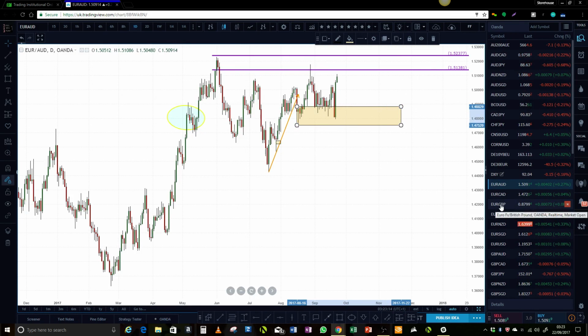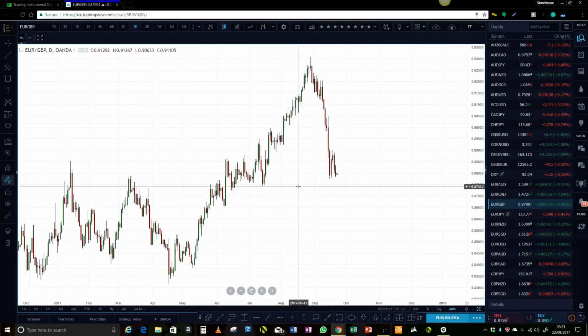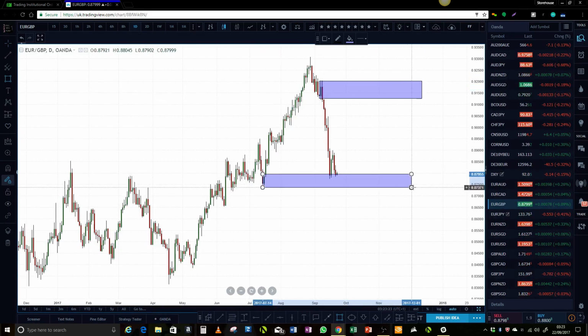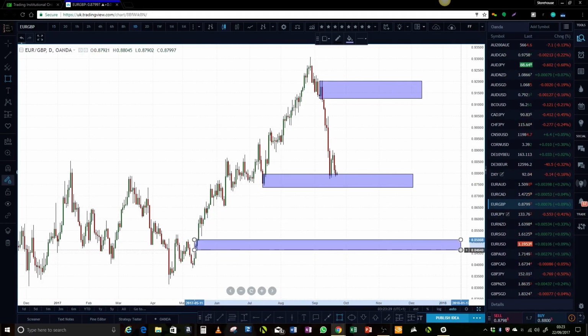We are in a range with this demand holding and that supply holding above, so it's a very choppy market to trade right now. Quickly, the euro pound on the daily chart. So we have some supply there and we are sitting in demand. We haven't decided what we want to do with it right now. But in terms of quality below, there isn't anything till you start getting to these levels down here.